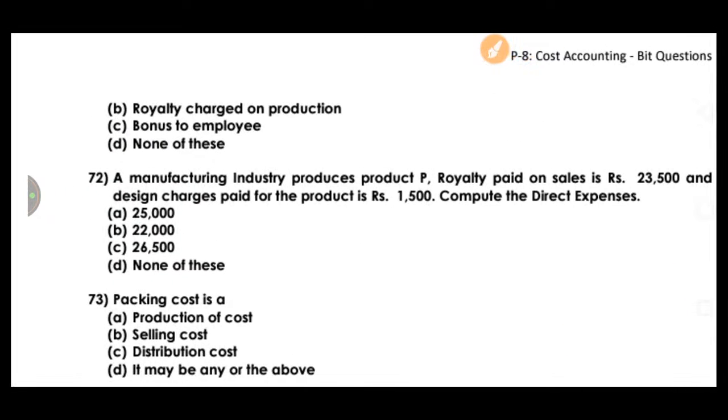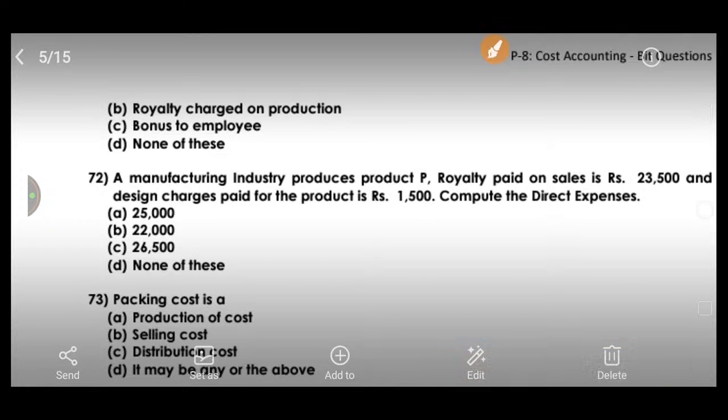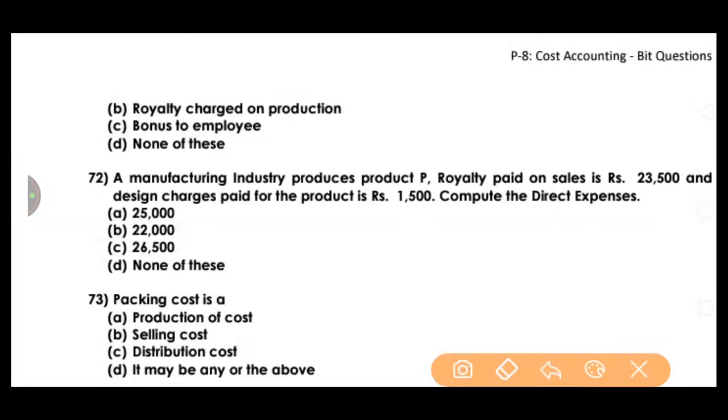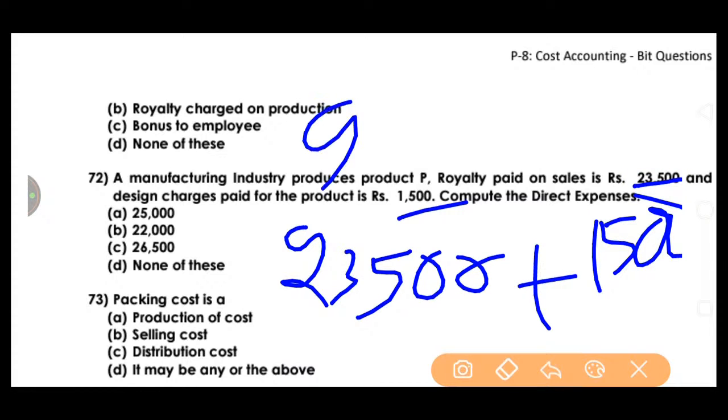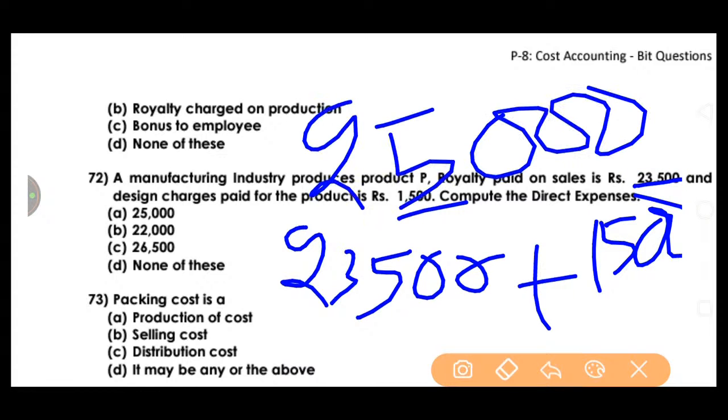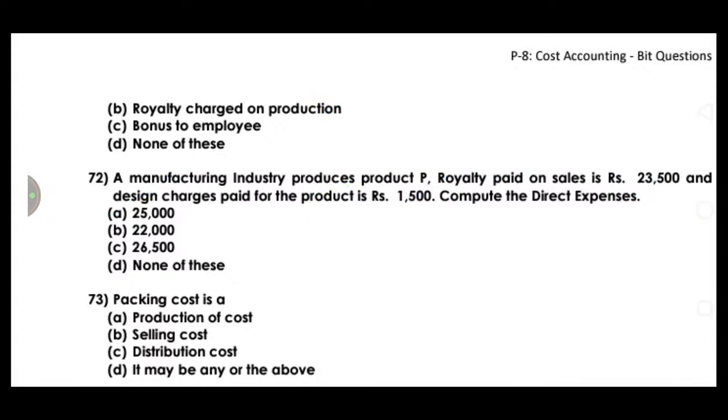Next, a manufacturing industry produces a product P. Royalty paid on sales is rupees 23,500 and the design charges paid for the product is 1,500. Compute the direct expenses. Royalty is added, and the designing charges are also a direct expense, one-time designing for the product. So 23,500 plus 1,500, the amount will be 25,000. So A is the right answer.